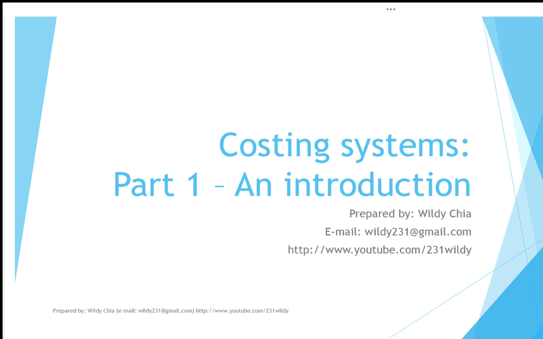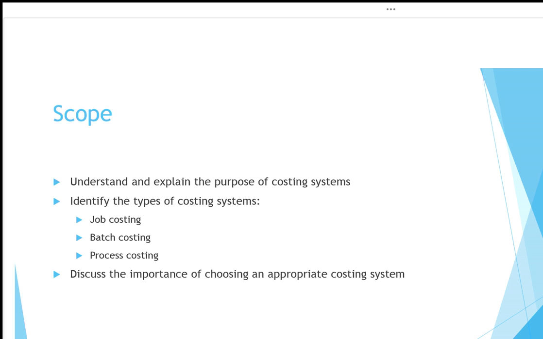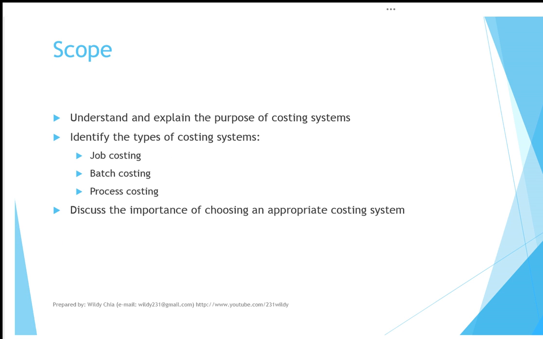Let me walk you through what this is about, and thank you once again for watching this on my YouTube channel. Okay, so what are we going to cover today? Basically we're going to understand the purpose of costing systems, and then the different types of costing systems that are generally practiced. There's the job, the batch, and the process costing systems. And finally, we're going to look at why it is so important to choose an appropriate costing system.